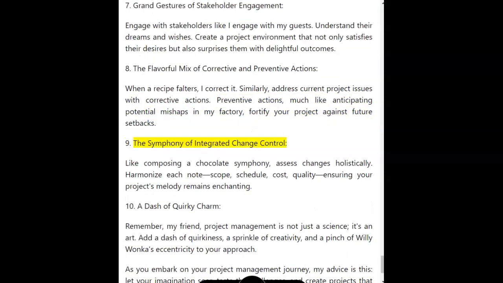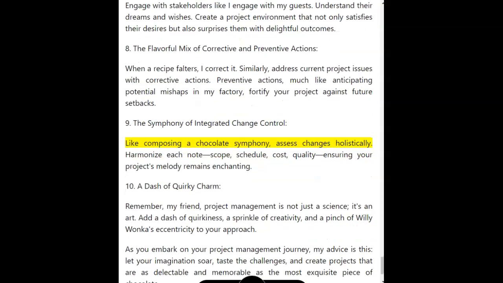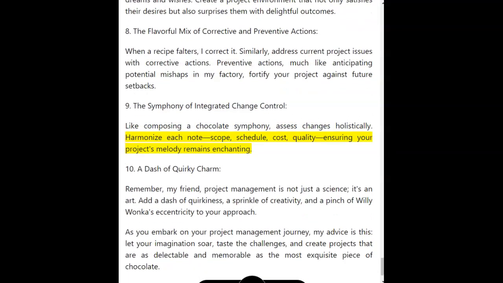9. The Symphony of Integrated Change Control. Like composing a chocolate symphony, assess changes holistically. Harmonize each note, scope, schedule, cost, quality, ensuring your project's melody remains enchanting.